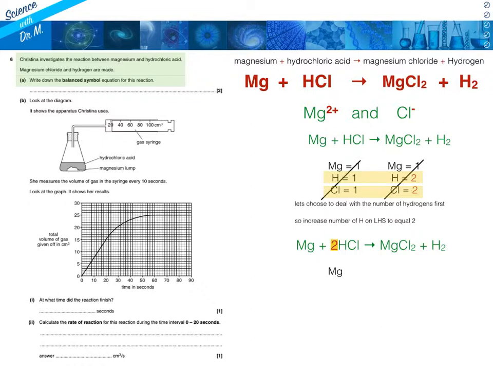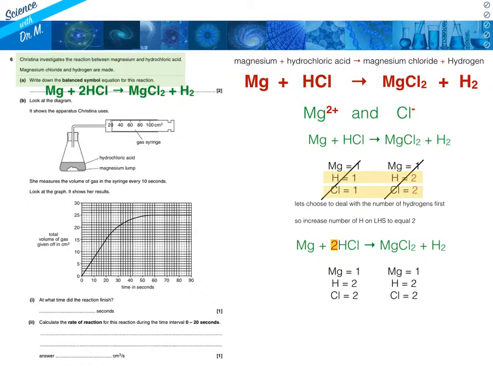Let's get rid of those 2 first. Now we've got magnesium is 1, hydrogen is 2 and chlorine is 2. On the right hand side we have magnesium 1, hydrogen 2 and chlorine 2. That's fantastic because it means by dealing with the hydrogens, we've managed to sort out the chlorines as well, and we now have a balanced equation. All there is left to do is to write that equation down in our space provided. Here we go, magnesium plus hydrochloric acid is magnesium chloride plus hydrogen, okay, with all the correct numbers in there.